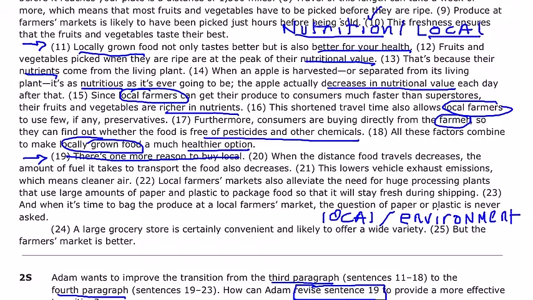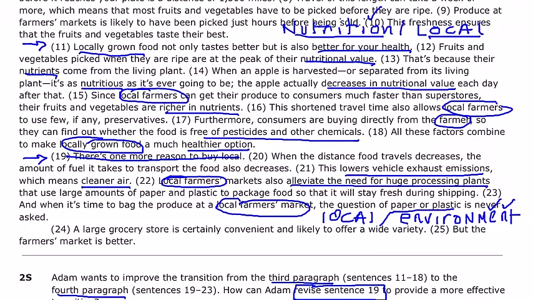When the distance food travels decreases, the amount of fuel it takes to transport the food also decreases. This lowers vehicle exhaust emissions, which means cleaner air. Those are environmental ideas. Local farmers' markets also alleviate the need for huge processing plants that use large amounts of paper and plastic to package food so that it will stay fresh during shipping. So, alleviate the need for huge processing plants: environment. And when it's time to bag the produce, the question of paper or plastic is never asked. I know I've seen that in the news about the environmental impact of having plastic bags lying around in the streets after they've been used at stores.